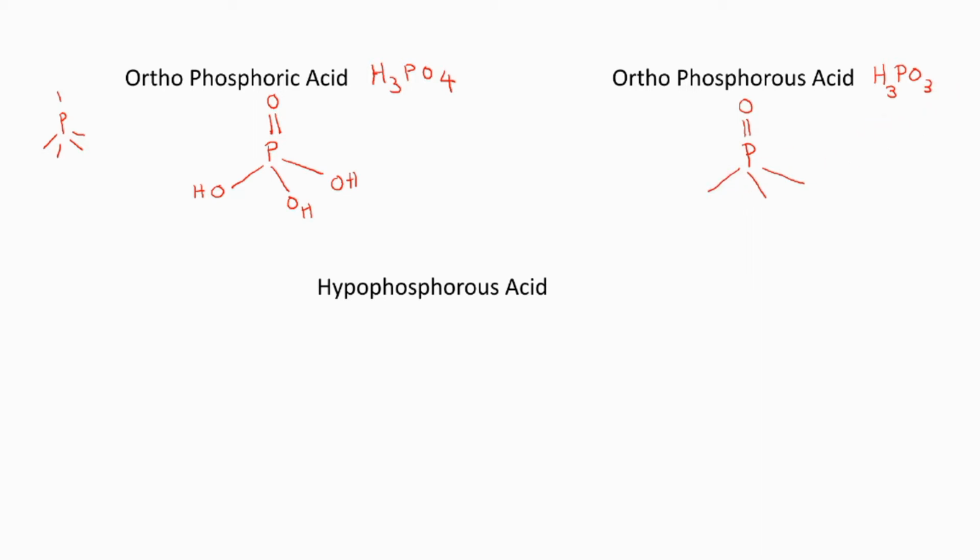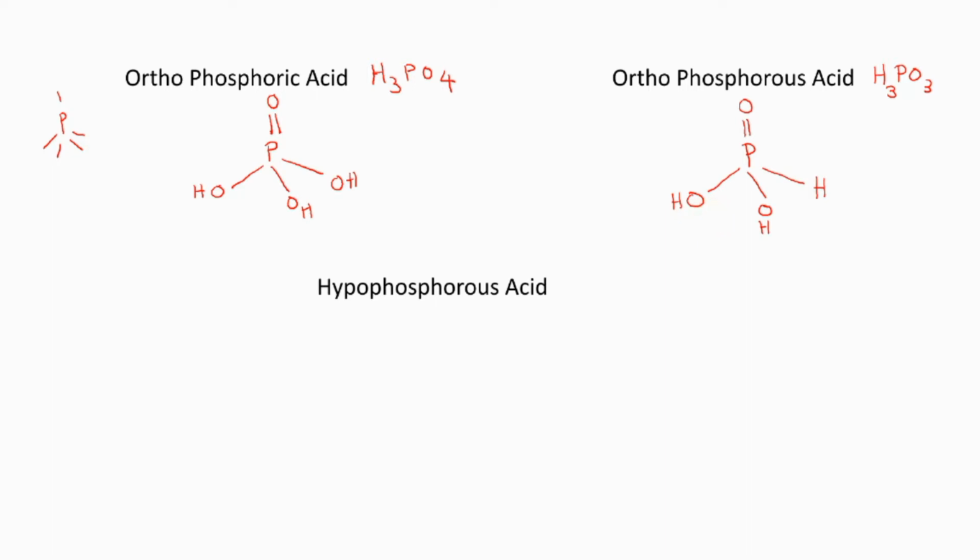How many oxygens are remaining? We will be drawing 2 oxygens. Whenever you are drawing hydrogen, try to attach it to oxygen. Out of these 3 hydrogen, we have utilized these 2. How many hydrogens are remaining? 1 hydrogen. That will be directly attaching with phosphorus. Easy. So this will be the structure of orthophosphorus acid.